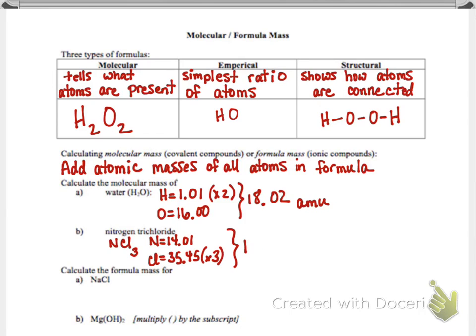So for nitrogen trichloride, the first thing from the name is we have to write the formula to know that there is 1 nitrogen and 3 chlorines. Nitrogen is 14.01, chlorine is 35.45, but there are 3 chlorines. So we have to multiply this by 3. Add everything together and you get 120.37.